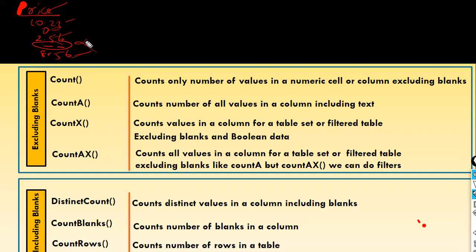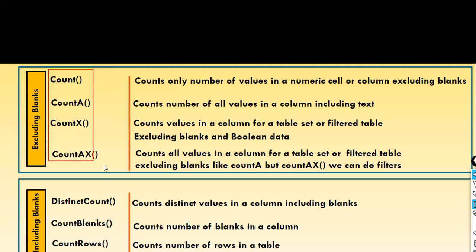So now let us understand the difference between these 4 functions. These 4 functions ignore the blank values. If you have any blank value in a column, these 4 functions simply ignore the blank values. They don't take them into account. Then why do we need 4 different functions? What do these functions do? The count function counts only the number of values in a numeric cell or column. It will exclude the blank values. That is what the count function does.